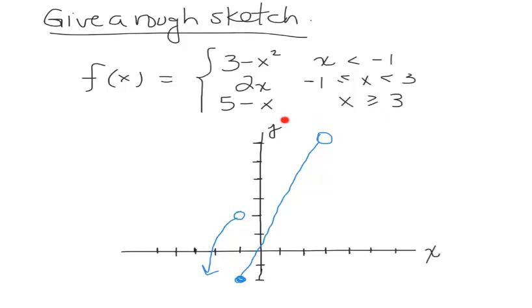And then finally we can move on to our last portion, which is 5 minus x when x is greater than or equal to 3. If we sub in our endpoint of 3, we'll get 5 minus 3, which is 2. So that's going to give us an ordered pair at 3, 2. This is going to be a closed circle. And recall that this is a line that slopes down and to the right with a y-intercept of 5. And take only the portion that is greater than or equal to 3.